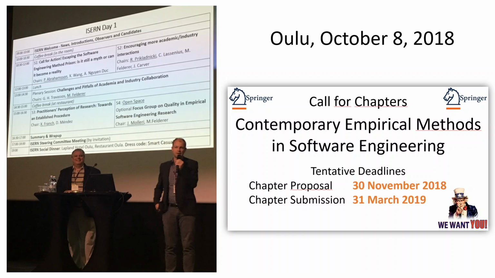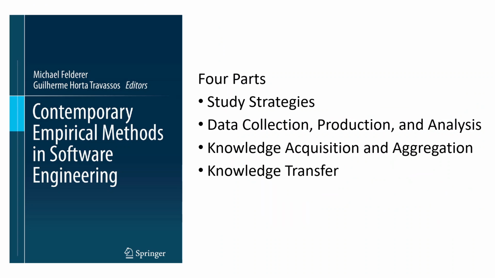The book project was originally announced at the ISERN meeting in 2018 in Oulu. ISERN is the International Software Engineering Research Network, which tries to promote and develop standards for empirical methods in software engineering. And on the right, you can find the original call, which led to many high-quality chapter contributions that were compiled in the book into overall 4 parts.